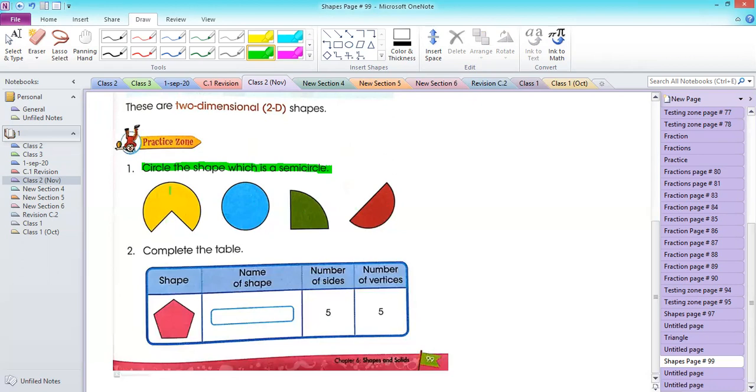Guys, tell me, is this yellow shape a semicircle? No. This shape is not a semicircle. How do you know, guys? Because you know the semicircle properties. In a semicircle, how many sides are there? There are two sides in the semicircle, right?